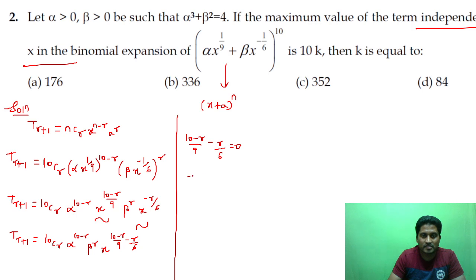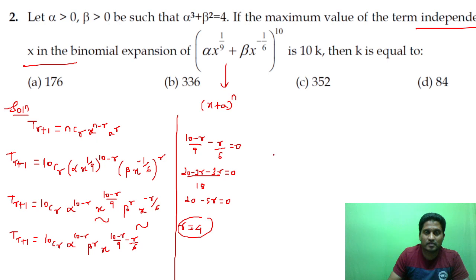Okay, so I'm going to take the LCM as 18. So LCM is 18 only. This will be equal to 20 minus 2r, minus 3r is equal to 0. So you get 20 minus 5r is equal to 0. So r is equal to 4.